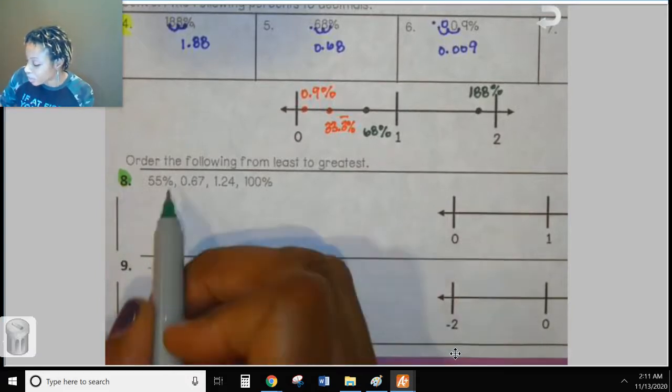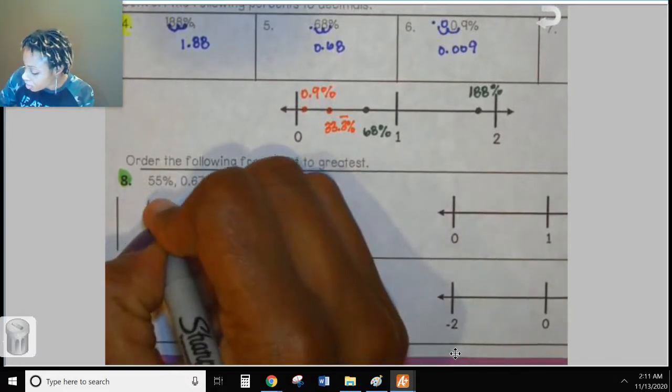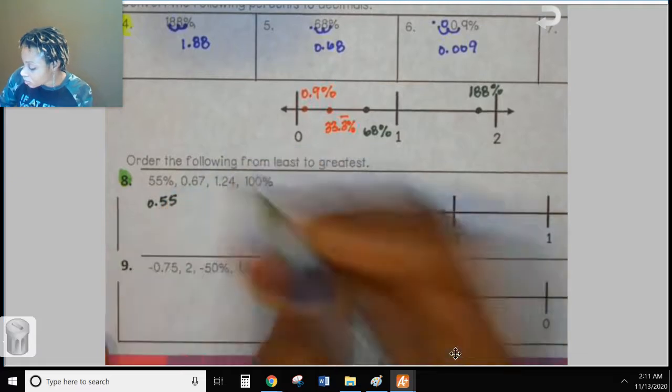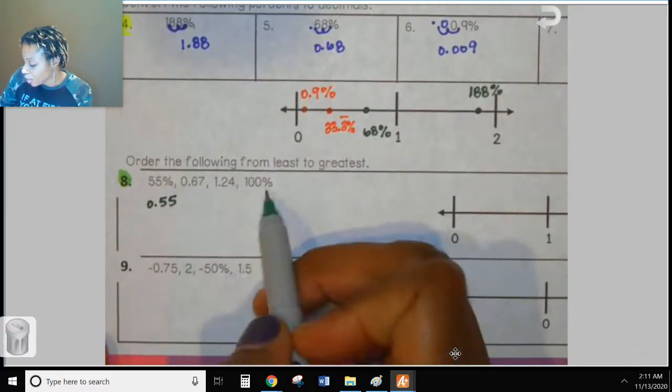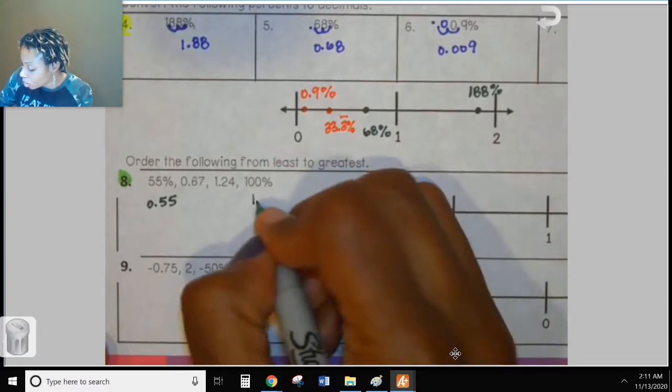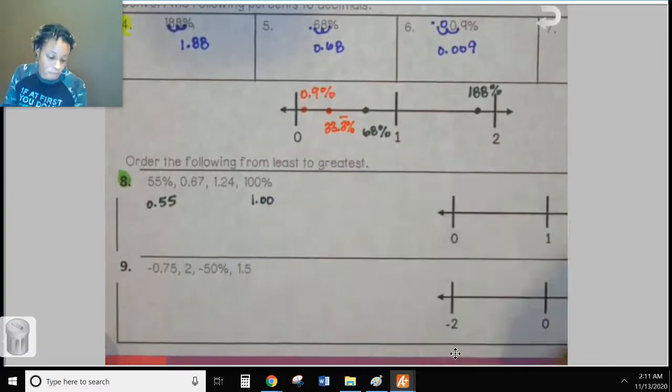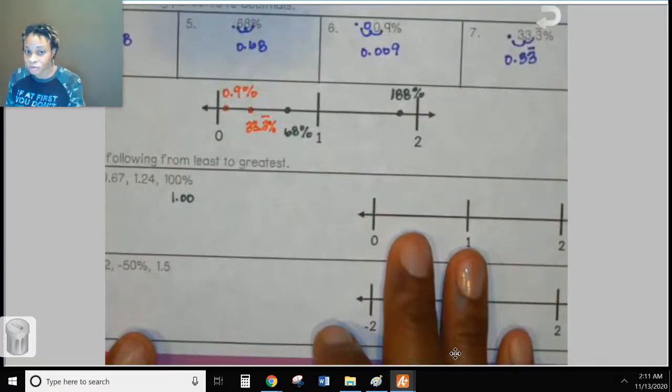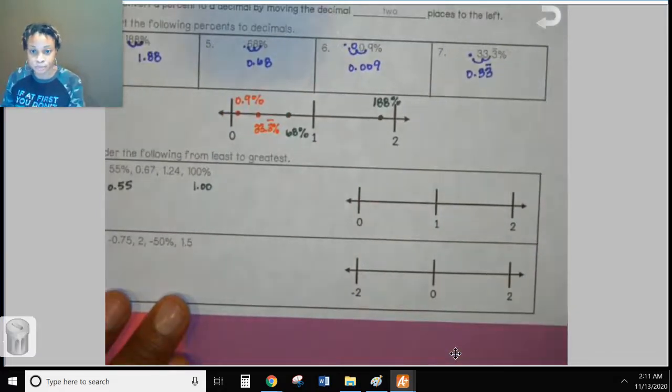So I'm going to make this 55 hundredths. This is already in decimal form. And then 100% is just one whole. Okay. Remember when we place these on the number line, we want to use the original form. So I'm going to put them in decimal form so I can compare them all, but then on the number line, I'm going to put the original form. So I'm going to slide this over so we can see the number line.